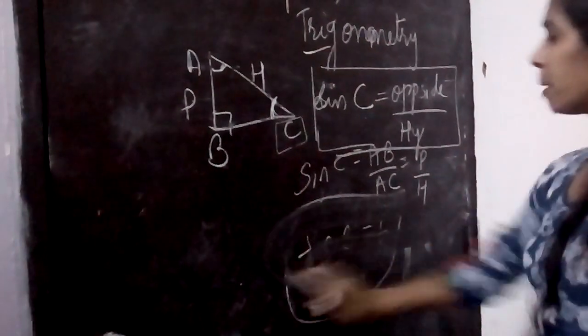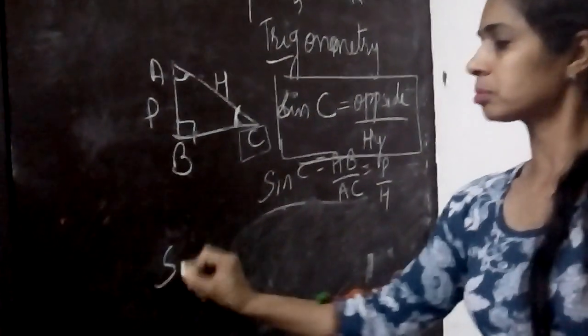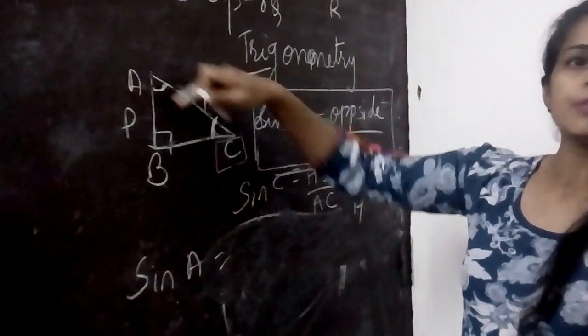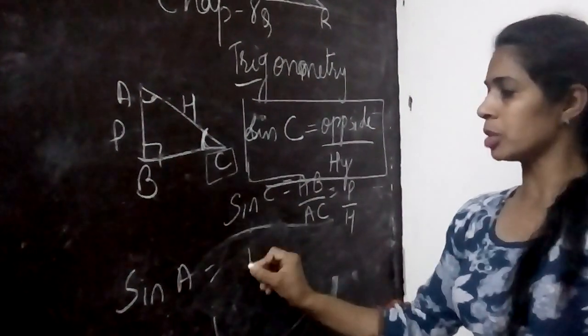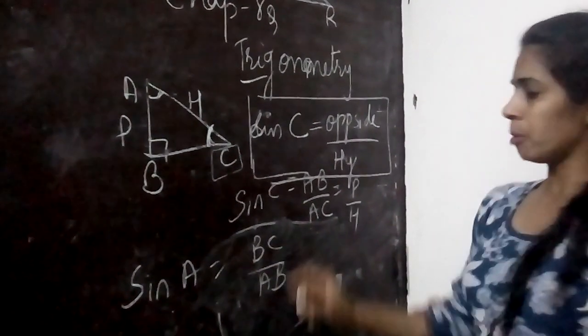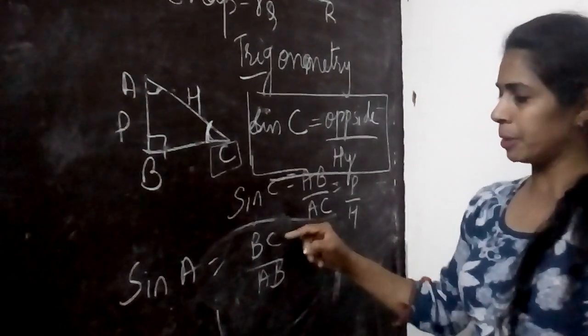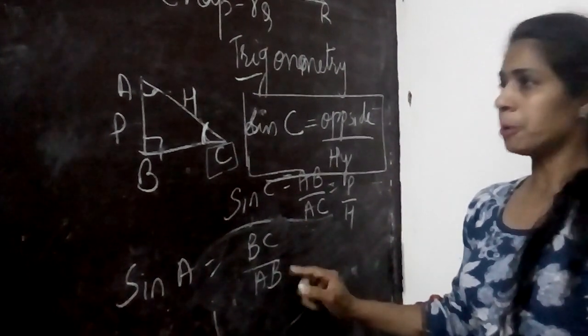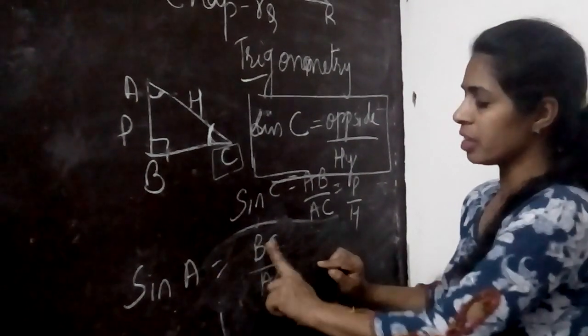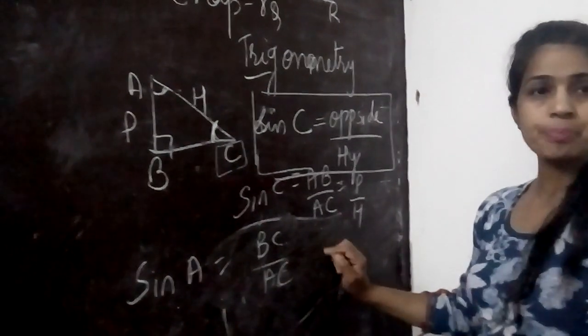Now when we talk about sine of angle A, as we have discussed, the side opposite to the angle we are talking about becomes the perpendicular. So here the perpendicular is BC and the hypotenuse is AC. So sine of A is BC upon AC.